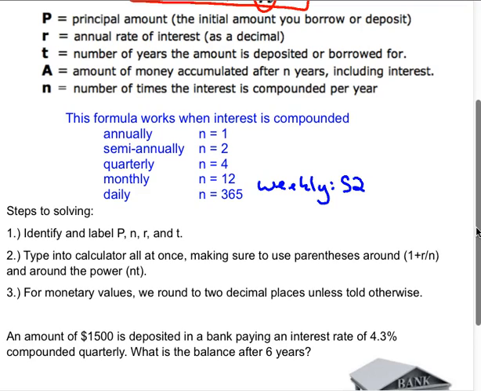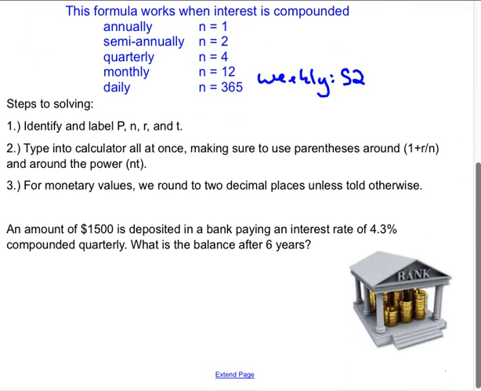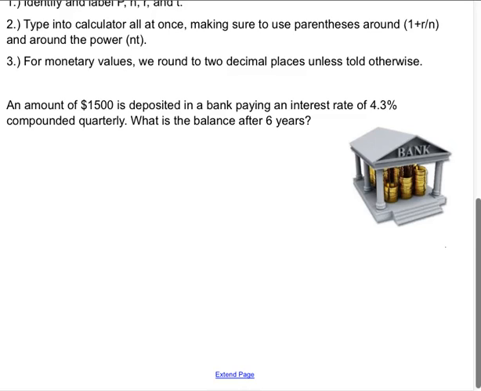So, what are we going to do? Well, just like before, we're going to identify each and every one of those pieces, type it into the calculator, and then obviously all of these are monetary values. Here, we're going to be talking about money because this is what happens in the bank. So of course, you're going to go to 2 decimal places unless you're told otherwise. So let's see how this looks.